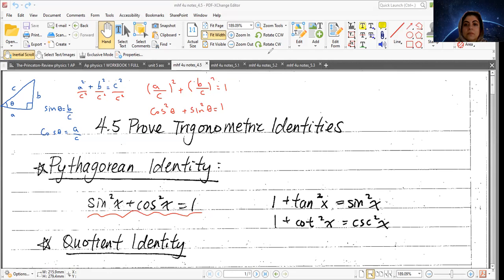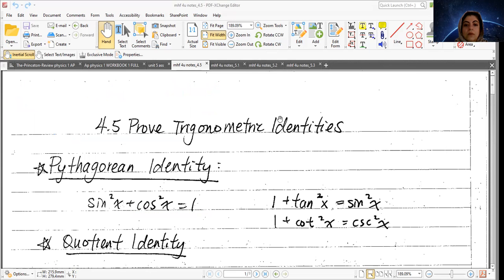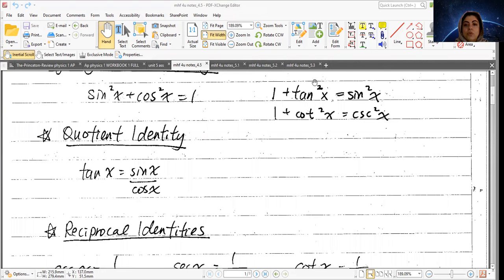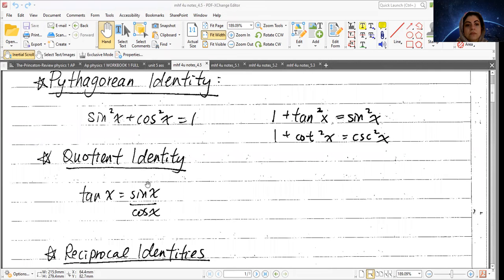Now, the other identities: 1 plus tan power 2 is secant power 2. 1 plus cotan power 2 is cosecant power 2. Now, you don't really need to memorize that one. We can actually prove that easily. But what is listed here on the left is important that you memorize.